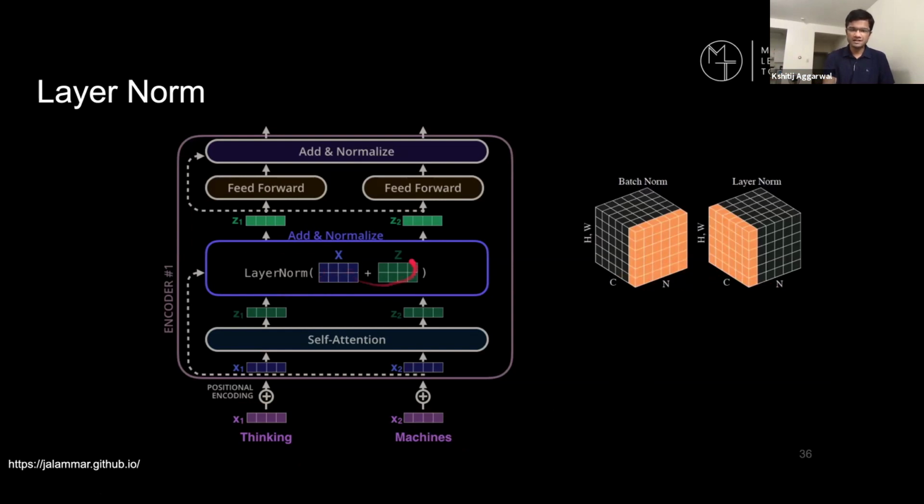So we add this residual connection, we take a layer norm, and we pass it on to the feed-forward network. And the feed-forward network itself has a residual connection. So the output of the feed-forward is then added again to this Z1. Again, we do a layer norm, and then it gives the output, which can either be passed on to the next encoder or passed to the decoder stage.